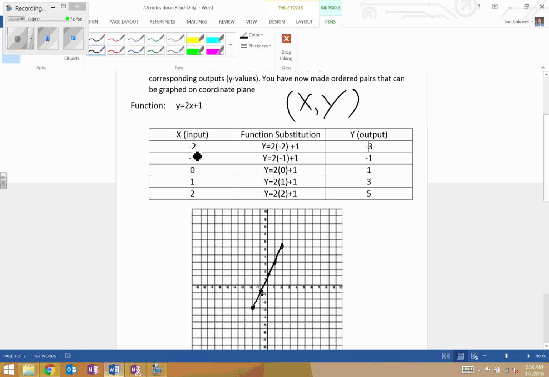Whatever you plug in for x represents your x value, telling you whether to go left or right. I'm trying to draw an arrow, left or right arrow. It's bad. And y tells you whether to go up or down. So whatever number comes out over here, that tells you whether to go up or down.